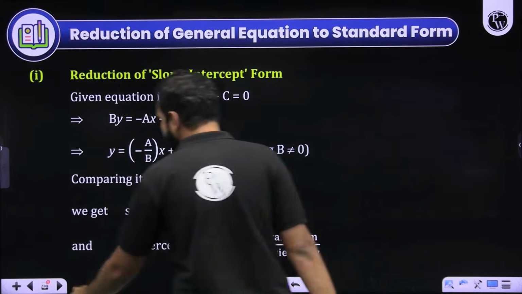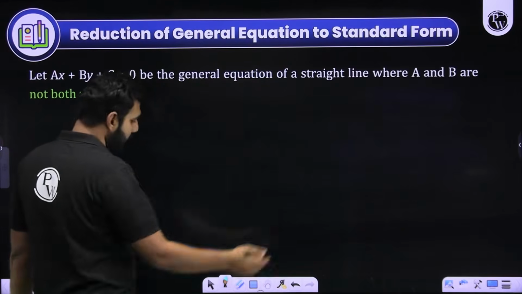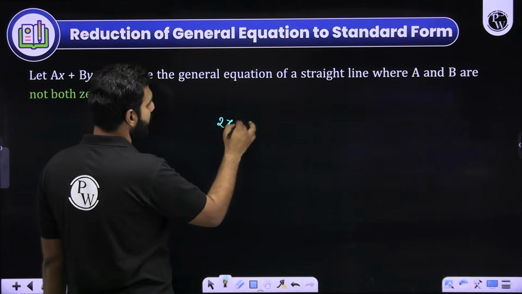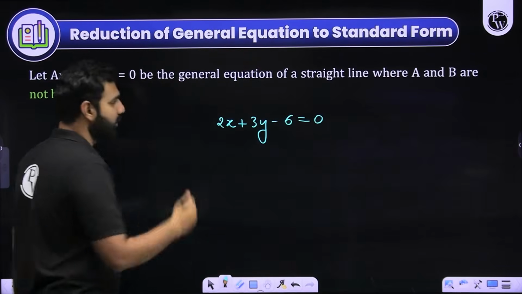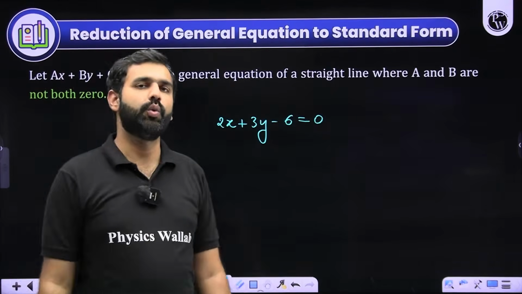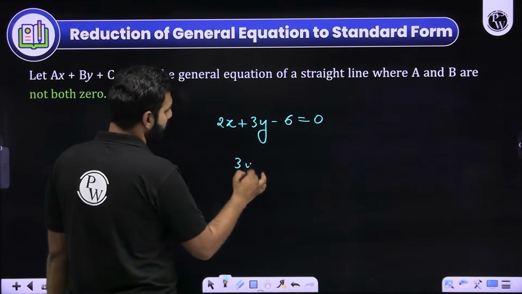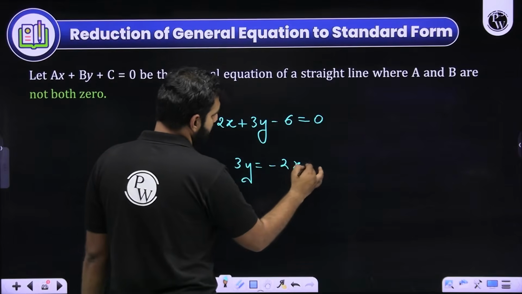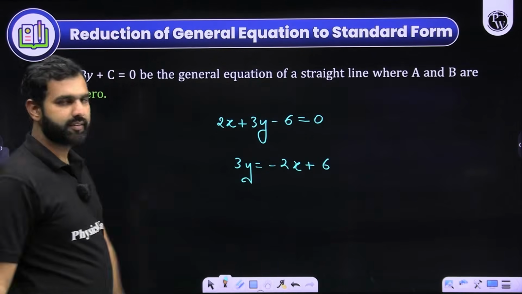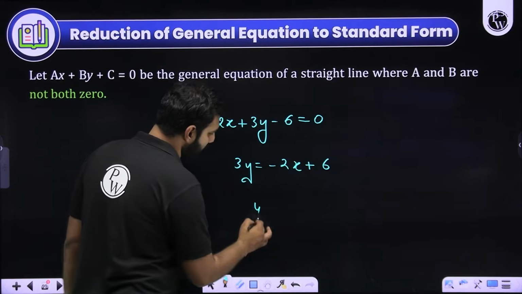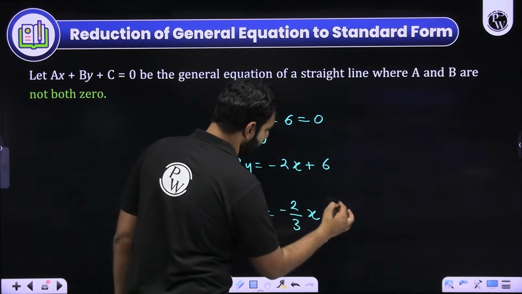Trust me, the idea is really simple. Instead of giving you this example, I'll take a better example. Let's say I have a line 2x plus 3y minus 6 is equal to 0. This is the standard form. Let's say I'm asked to convert it into slope form. What will I do? I'll simply write 3y is equal to minus 2x plus 6. I have taken the x term and the constant term on the other side. I'll divide both the sides by 3. So I'll have y is equal to minus 2 by 3 times x plus 6 by 3, which is 2.